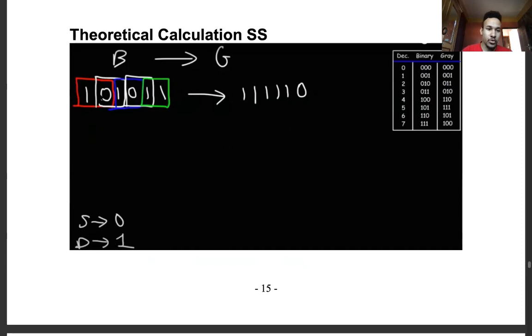So let's match the next one. Now 1 and 0 are different, right? So the answer should be 1. This one's 1. Similarly, 0 and 1 are different, so 1. 1 and 0 are different, so 1. 0 and 1 are different, so 1. And 1 and 1 are the same, so 0. So it's easy. The corresponding gray code of the binary code 101011 is 111110.